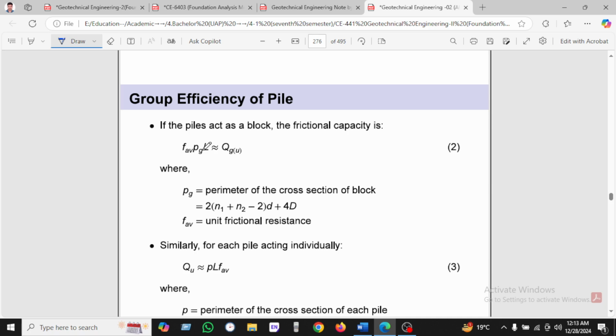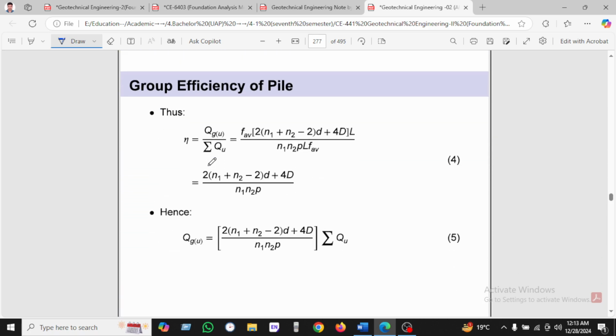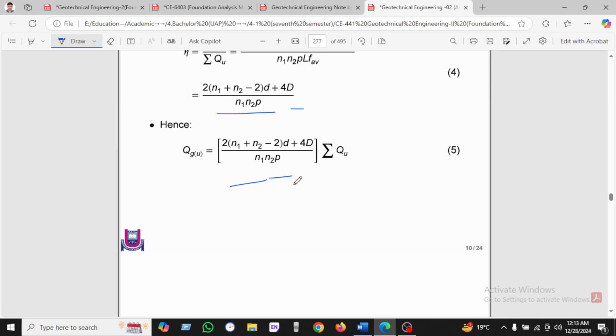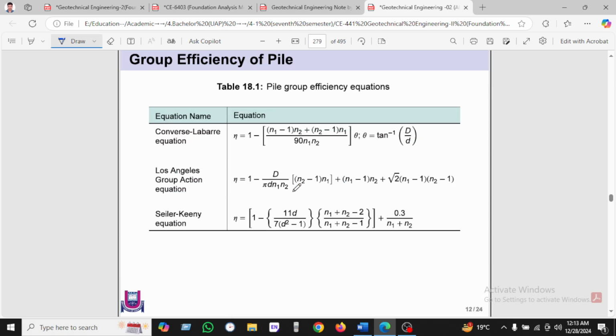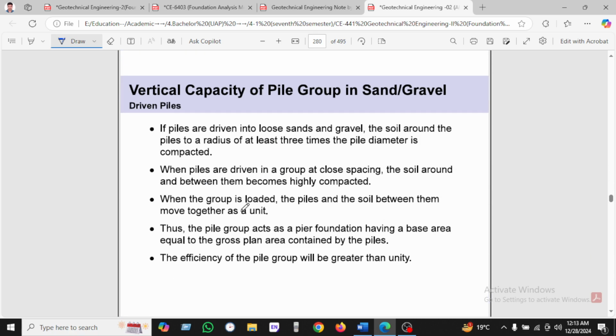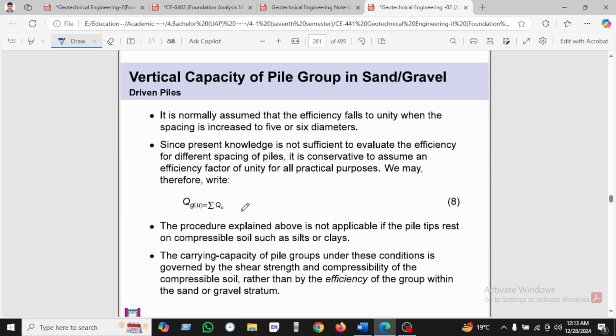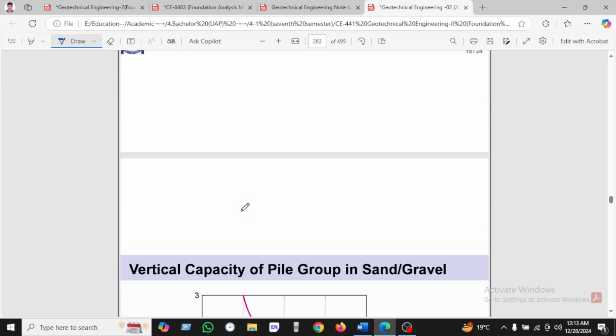And the group efficiency factor we can see here, n equals this value, and ultimately Q equals this value found using this equation, the pile group efficiency equation. You can see the Converse-Labarre equation, Los Angeles group equation, and Feld's rule equations. That means there are so many equations. The capacity of a group pile you can see here.